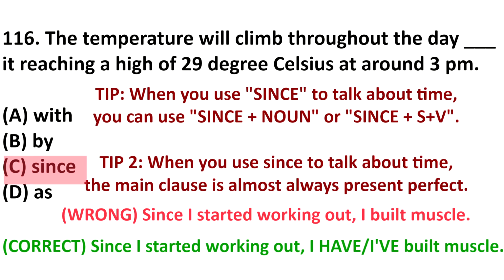Do you notice two things with since? I can use a noun after since, or I can use subject plus verb. In your main clause, you will use present perfect 99% of the time. For example, since I started working out, I built muscle. This is wrong. Correct: since I started working out, I have built muscle. Notice that the main clause is present perfect.